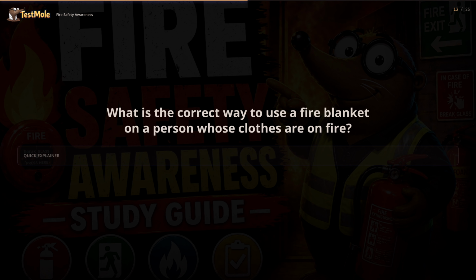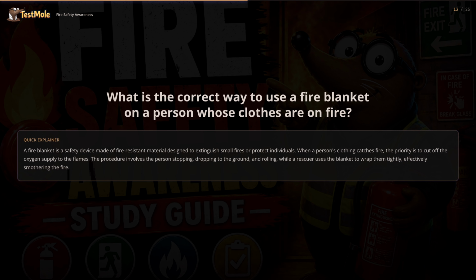What is the correct way to use a fire blanket on a person whose clothes are on fire? A fire blanket is a safety device made of fire-resistant material designed to extinguish small fires or protect individuals. When a person's clothing catches fire, the priority is to cut off the oxygen supply to the flames. The procedure involves the person stopping, dropping to the ground, and rolling, while a rescuer uses the blanket to wrap them tightly, effectively smothering the fire.